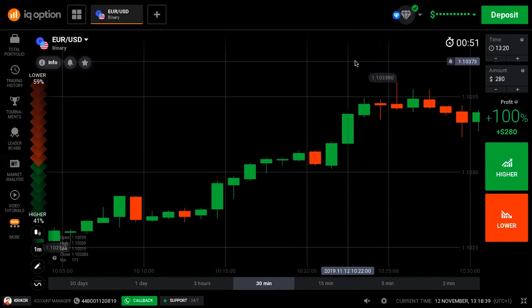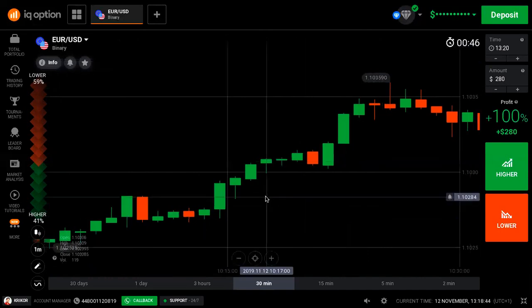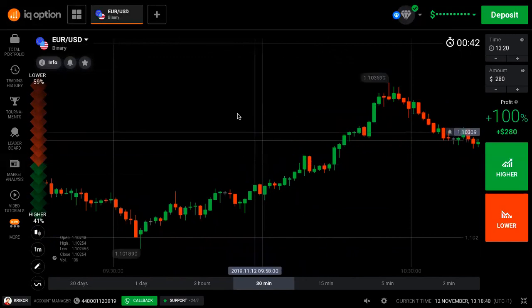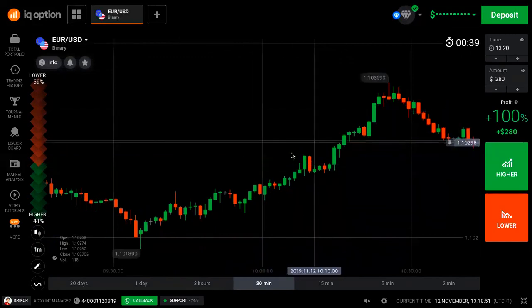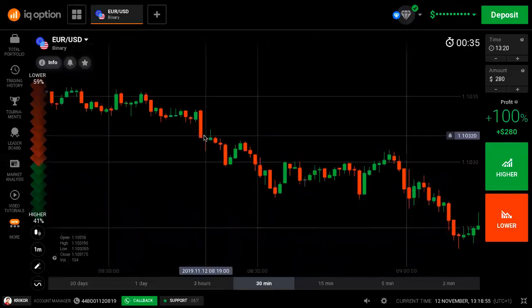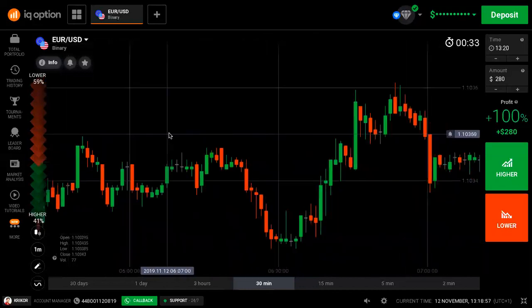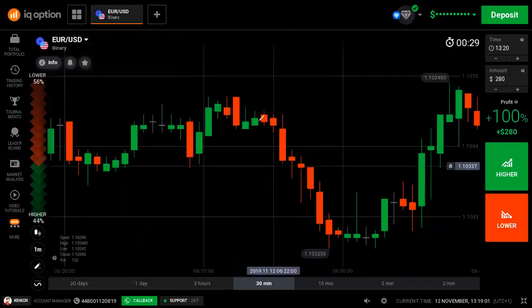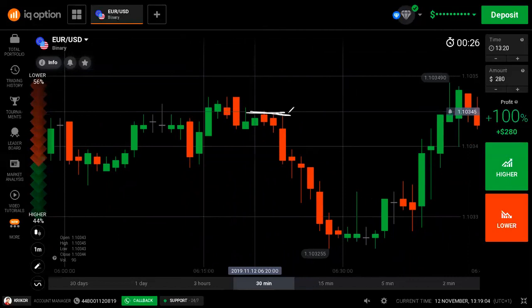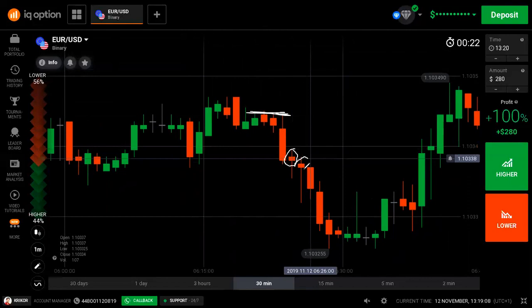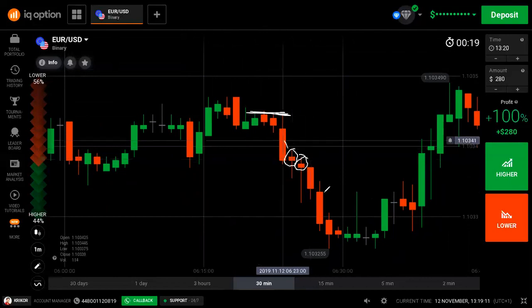Don't worry, let me take you step by step. Now, I've told you: a hammer at an SNR area is reversal. A hammer in the middle of the trend is trend continuation. This is not a good hammer. This is not a good hammer. But they continue the market.